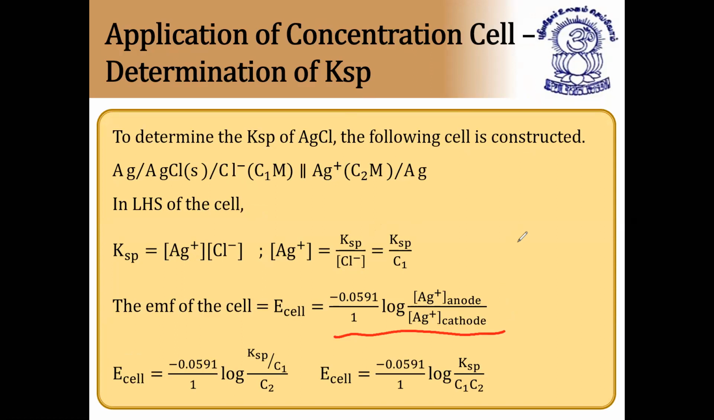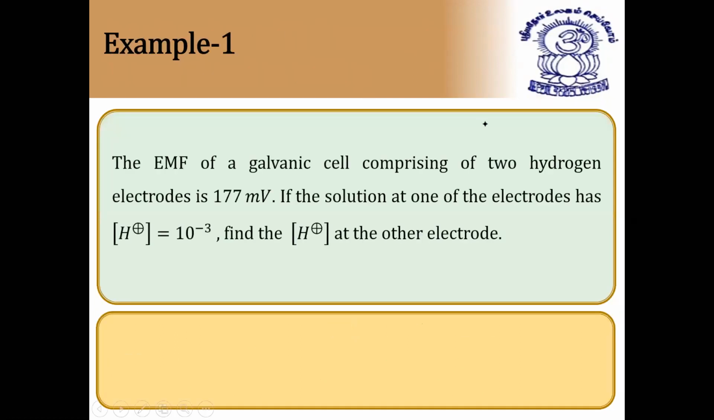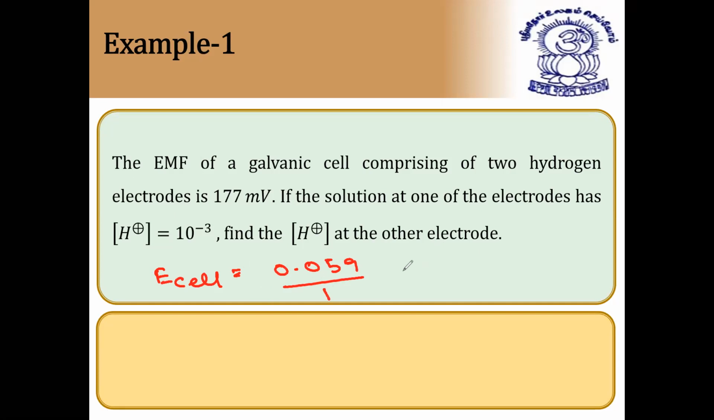Now going to the numerical. E of the cell is equal to 0.059 by 1 into log of concentration of H plus at one electrode by concentration of H plus at the other electrode. Not the minus sign, E of the cell directly. So here the question is, what is the concentration of H plus at anode and cathode?